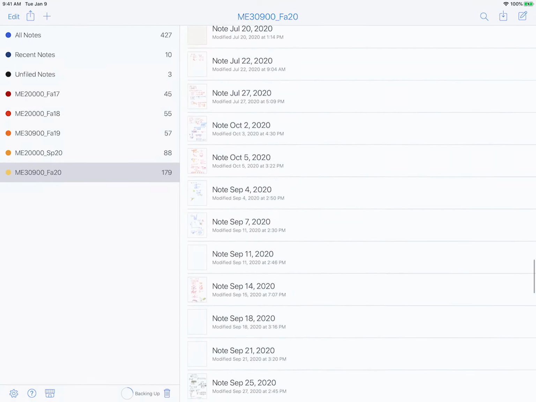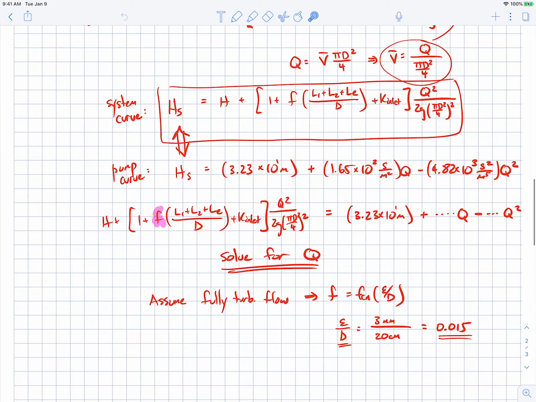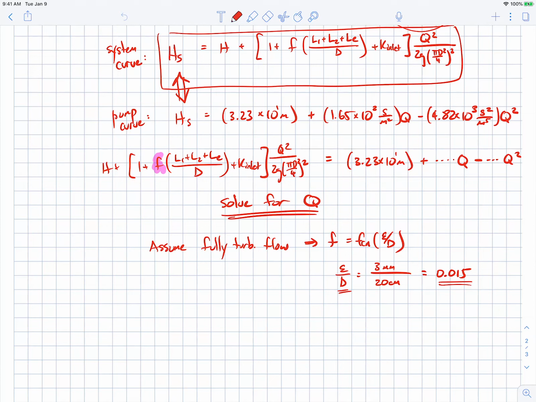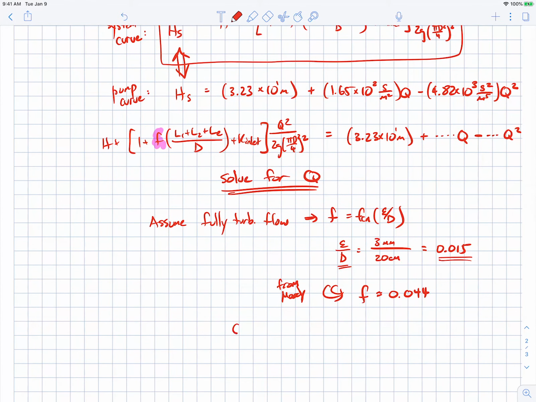So let's go back to our problem. So from the Moody plot, friction factor is 0.044, and now we have everything we need in this equation. So we now know our friction factor, and we can solve for Q. And when we do that, we'll get Q.